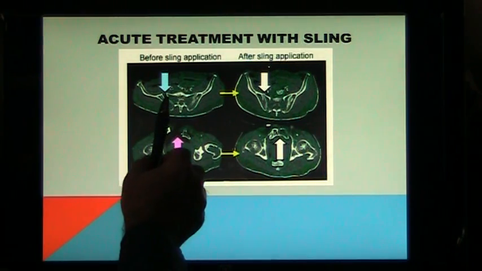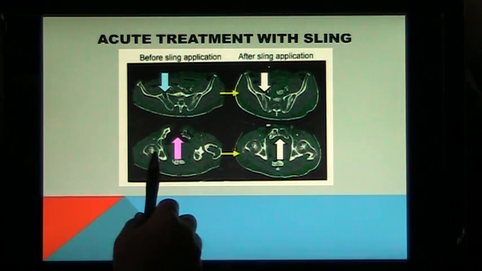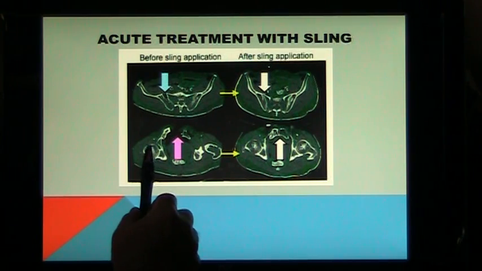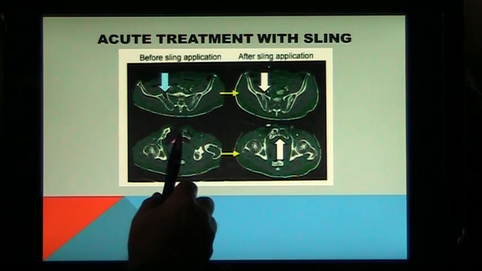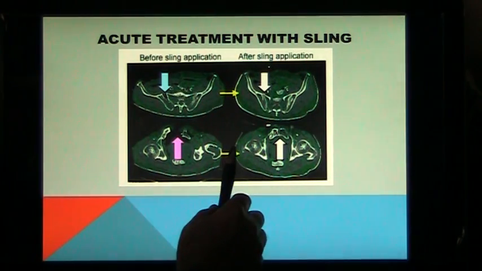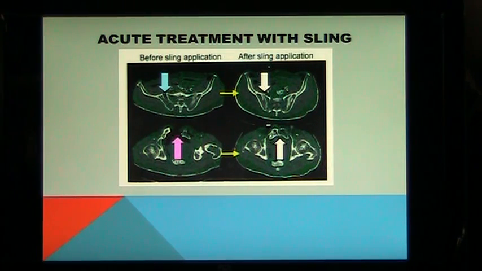Now, again, this is the SI joint. So let's look down here. Look at the symphysis pubis. This is the top of the hip joint. This is the top of the femoral head. That's a slice way down in the lower part of the pelvis. And this is just a tremendous spread at the symphysis pubis. And again, follow the yellow arrow. They apply a sling. And look at how that closed up and allowed Mother Nature to induce healing.